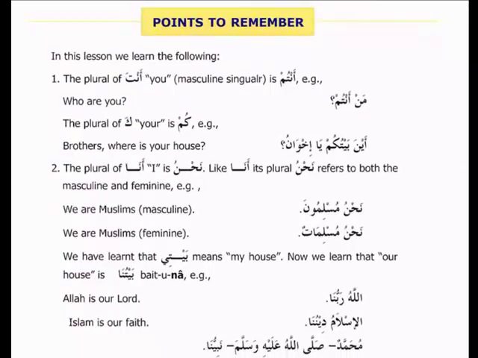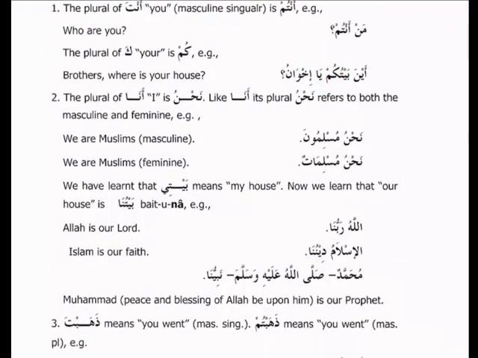We learned that the plural form of anta is what? Antum. And the plural form of ka, the damir muttasil ka, is what? Kum. So we learned how to use this, correct? Man anta. If you turn it into plural, it will be man antum. And if you ask the question, aina baytukum ya ikhwanu, so here they're showing you the use of the plural damir muttasil.